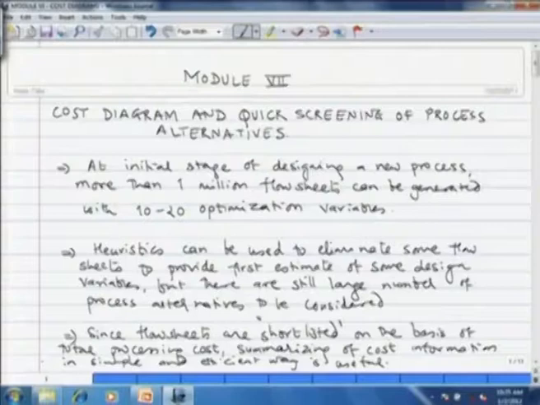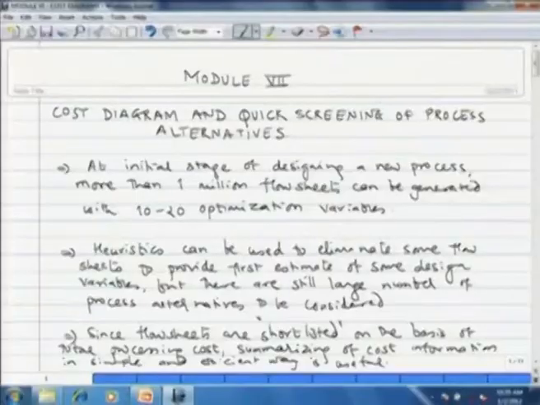Welcome. We are in the 7th module of this course, that is cost diagram and quick screening of process alternatives. In the previous module, we saw that cost diagrams are an effective means of summarizing the cost, both operating as well as the capital cost of a particular flow sheet. In this, the cost is written directly on the flow sheet.